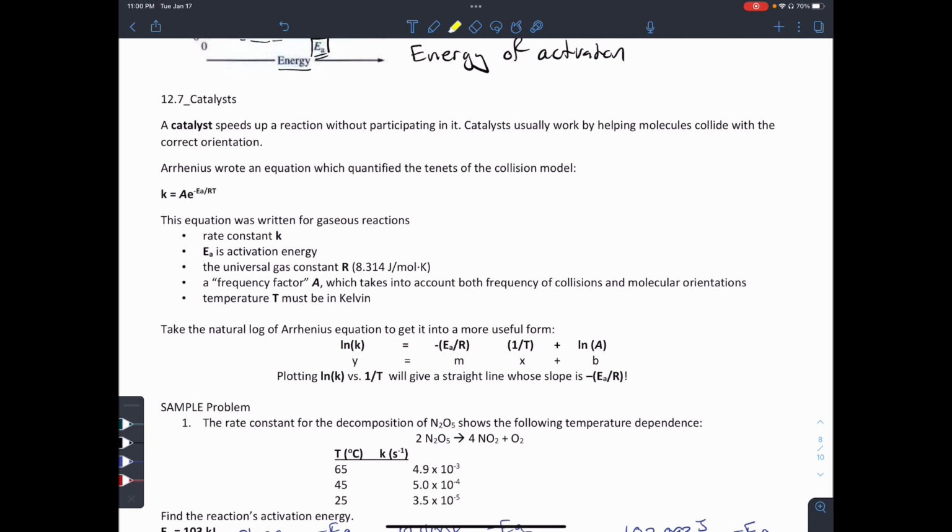Also, catalysts usually work by helping molecules collide with the correct orientation, sterics. So the other thing that is needed in the collision model, besides accurate speed of particles, is accurate orientation. And that's what the catalysts often do. They hold or position the particles in the most useful way so that when that collision occurs, the two atoms that need to bond together actually strike one another in a useful and productive way.